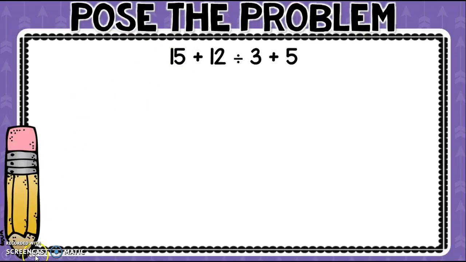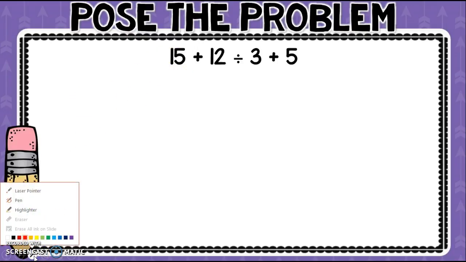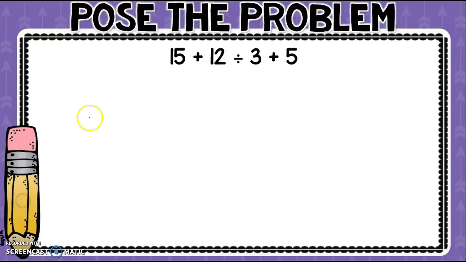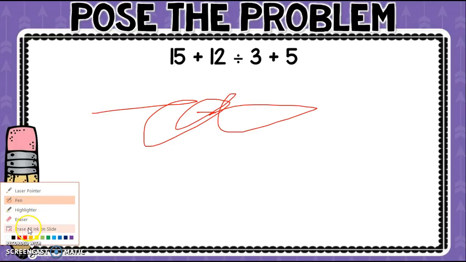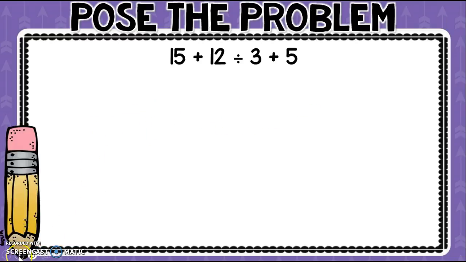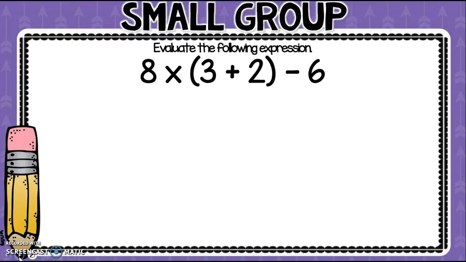If you've never written on PowerPoint, down here, there's a little pen button, and then you click pen, and you can write on your smartboard and solve the problem. It works just like your smartboard. You can erase it, erase all ink on the slide, and so on. So then we'll solve the problem.